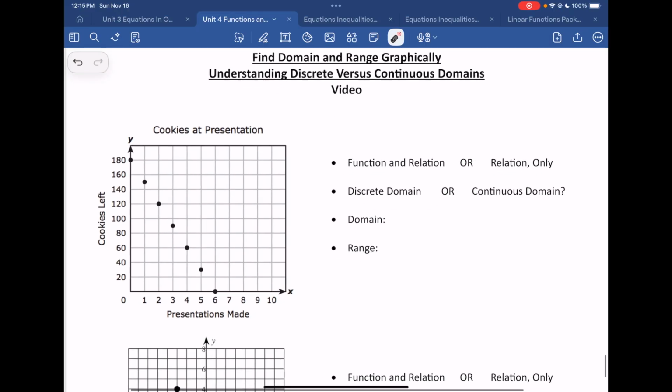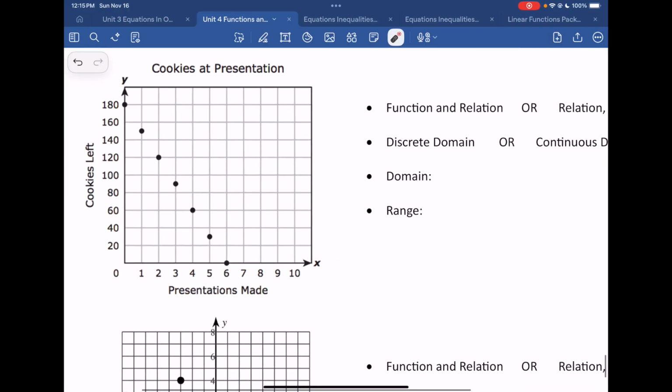In the first problem, in the first graph, it's called cookies at a presentation. The context of the problem is that there are presentations being made throughout the day, and at each presentation, a certain number of cookies were given to the people who are listening to the presentation. So that is why, as the number of presentations increases, the amount of cookies left decreases.